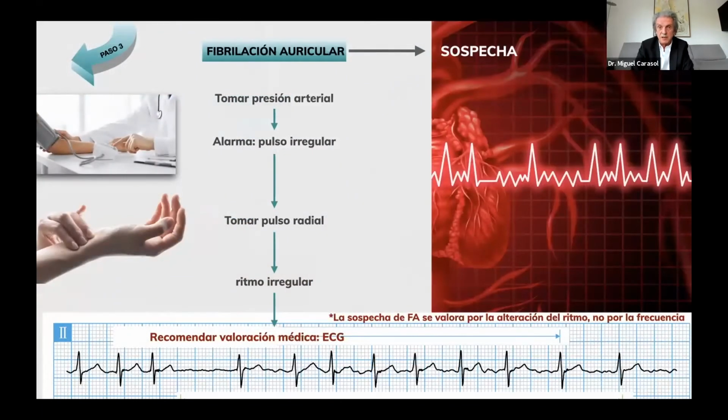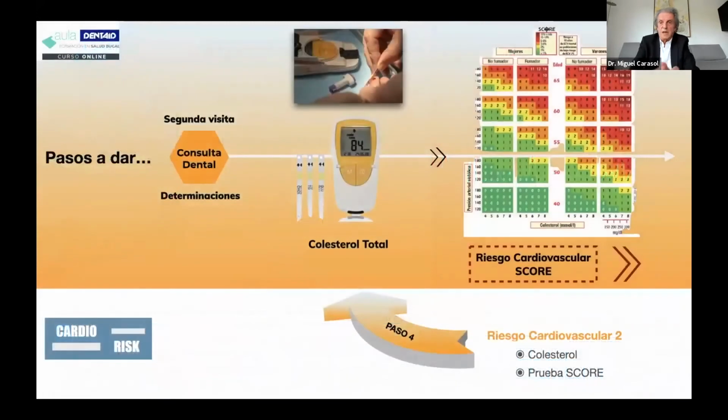But we should check. Also, some devices have an alarm system which tells us when they detect an arrhythmia. If the alarm goes on, we can take the pulse and we see that the pulse is irregular. We can send the patient to the primary healthcare professional or a cardiologist to take an ECG to see if they are really suffering any cardiopathy.